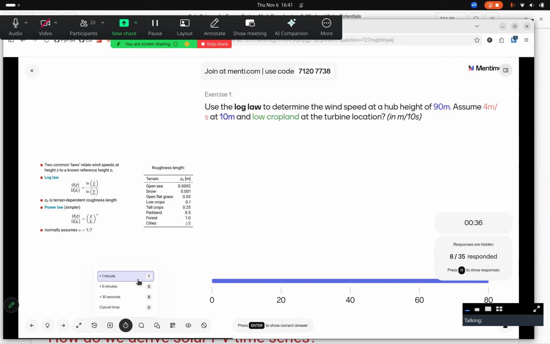The unit is in 10 meters per second. Yes, sorry. Mentimeter doesn't allow floating point numbers. So 40 would be 4 meters per second. If you want 5.5, you would choose 55. Sorry, I should have said that. Let's go with another 30 seconds.